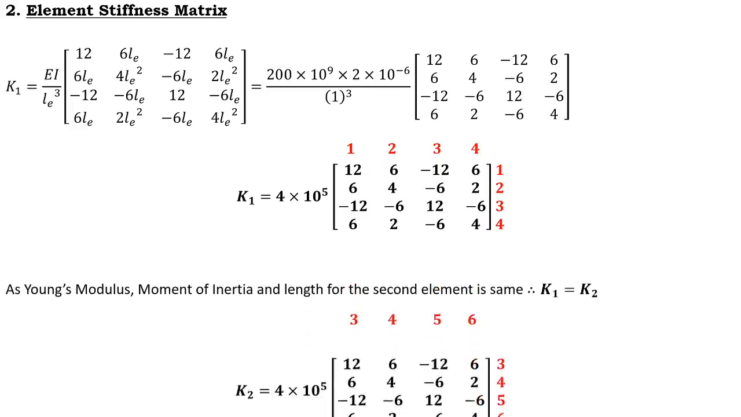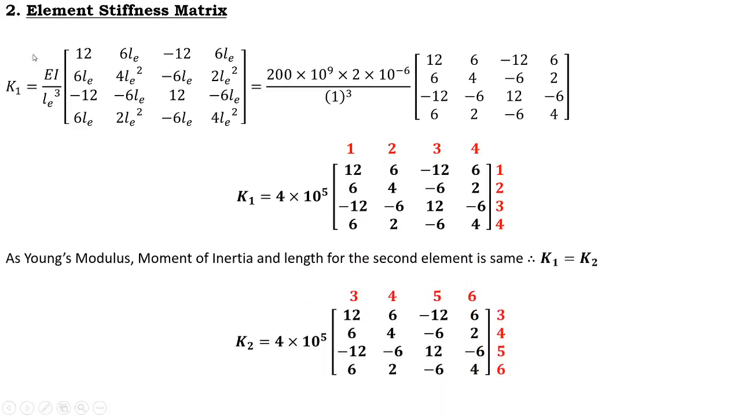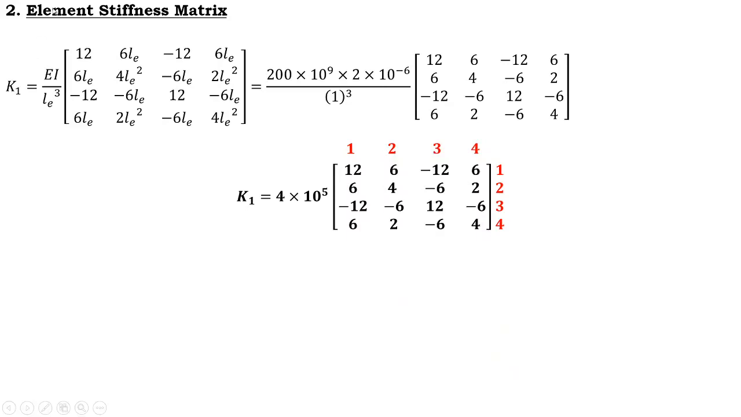Now let us start with the second step, where I need to find the element stiffness matrix. For a beam element, this is the matrix which is given. There I need to substitute the E value, I value, as well as the length of the element. The length of the first element is 1 meter, so I substitute 1 meter here. Wherever the length of the element appears in the matrix, I also substitute 1, so it is left with the same values.